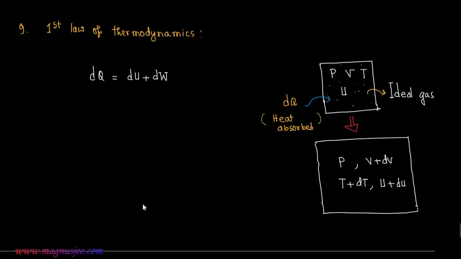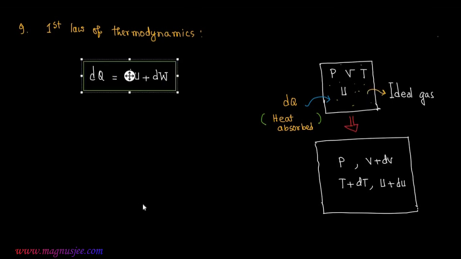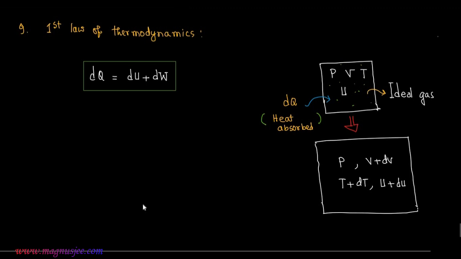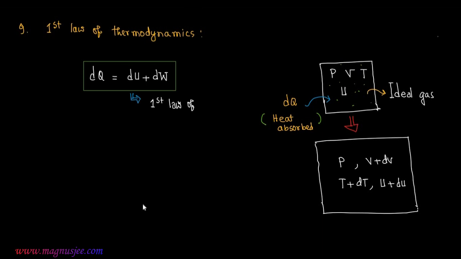dQ is equal to dU plus dW, that is, the amount of heat energy absorbed by the gas will be equal to the increase in internal energy, that is dU, plus the work done by the gas, that is dW. dQ is the amount of heat energy absorbed, dU is the increase in internal energy, and dW is the work done. That is the first law of thermodynamics.